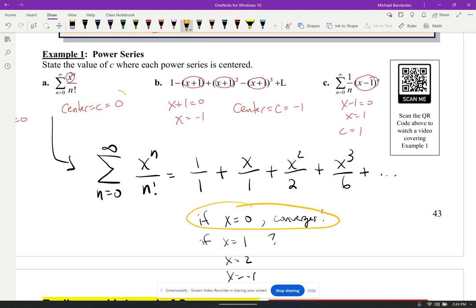Now, I want to go back and highlight the fact that this value was an automatic convergence because this value was the center. So one of the reasons why we want to find the center of the power series is because we are guaranteed that the center value will produce a convergent series. So an x value of 0 will automatically make this converge, just like an x value of negative 1 would make this power series converge, and an x value of positive 1 would make this series converge. The center value is always an x value that produces convergence. The question is, are there other x values that do?